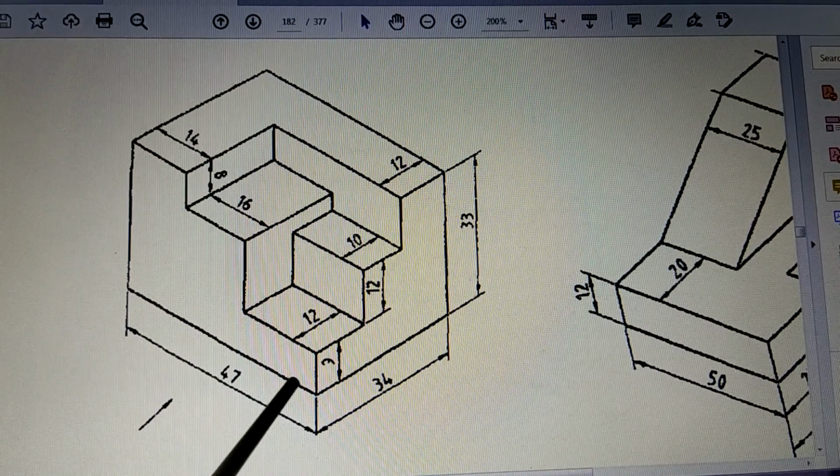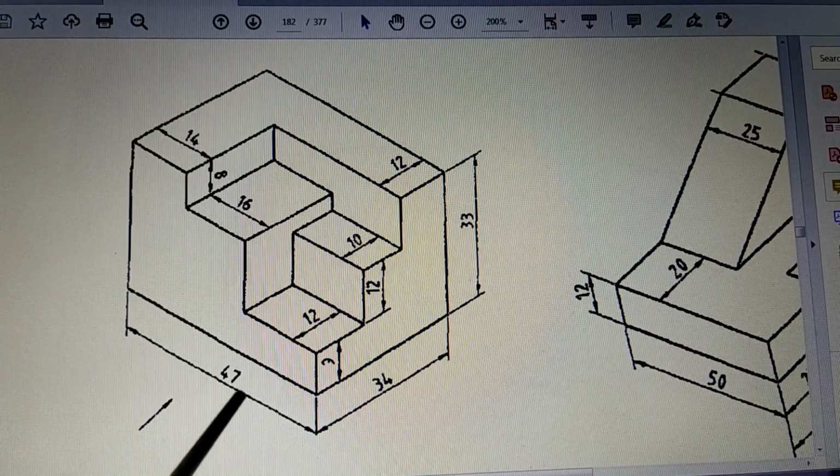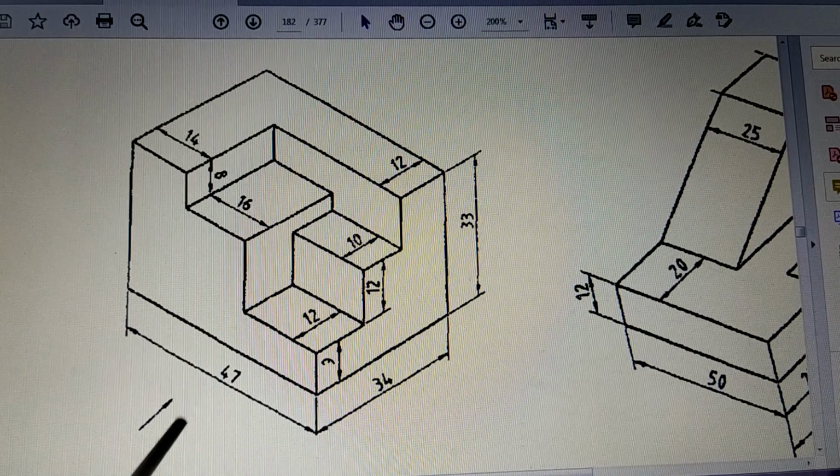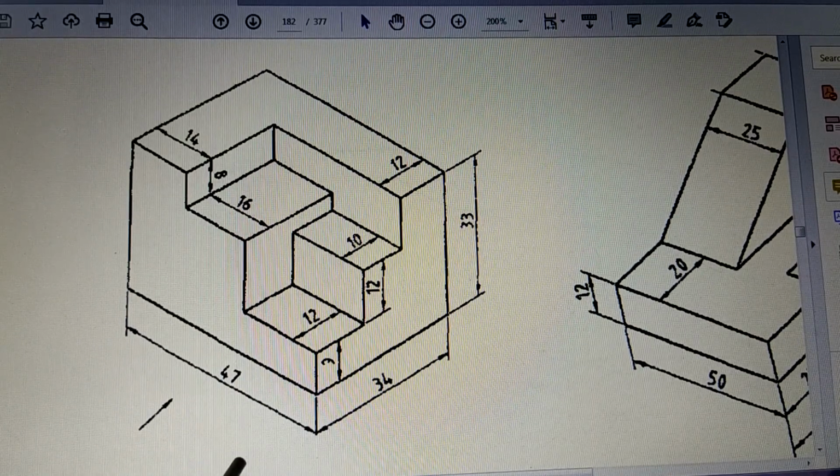So for that you have to draw some such reference lines. These reference lines are called construction lines, or they are also called projector lines. Those projector lines should be very, very light. Okay, so that is how we draw.